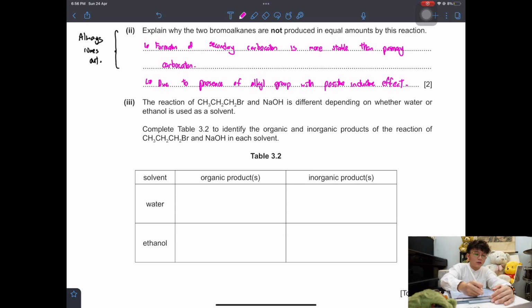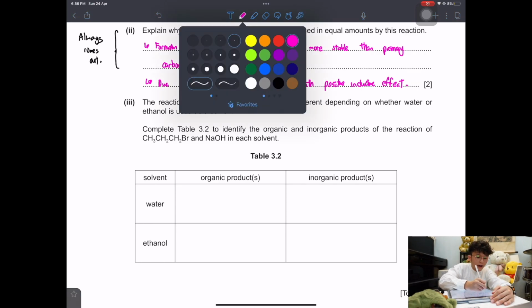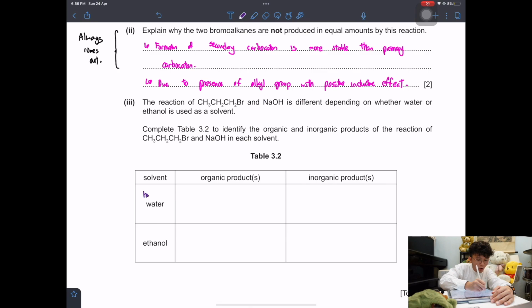So when you put it into H2O, I know hydrolysis will occur, or this entire reaction is just a substitution, but you can also call it hydrolysis. Eventually you will get CH3CH2CH2OH, an alcohol. And as the other product you will get NaBr, right, because it's a substitution reaction.